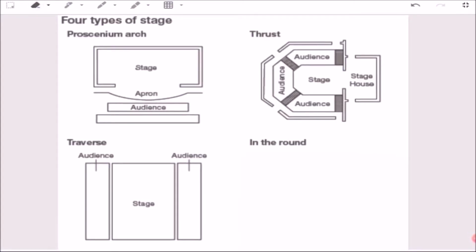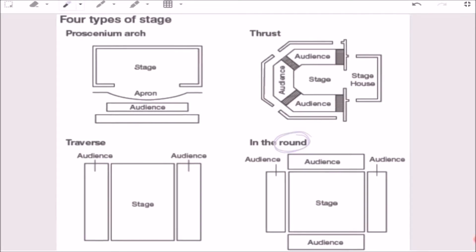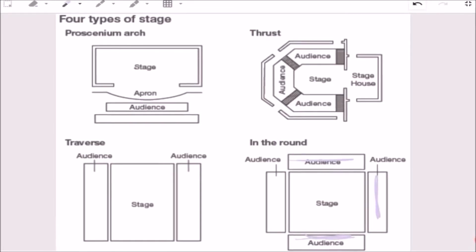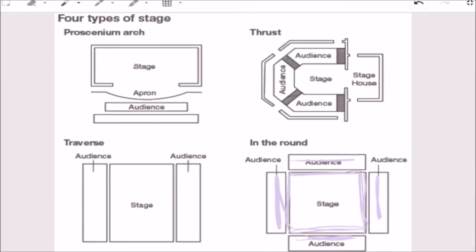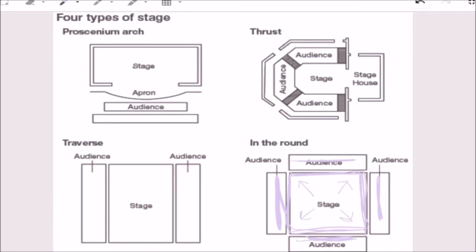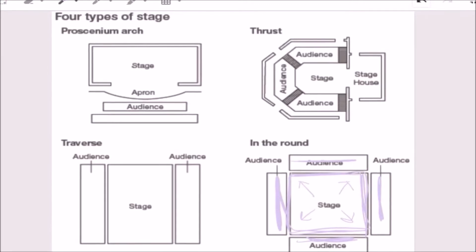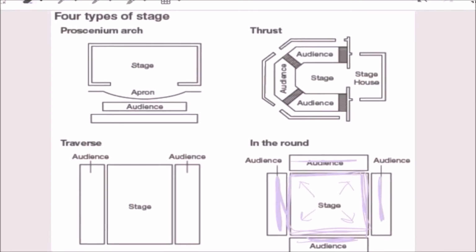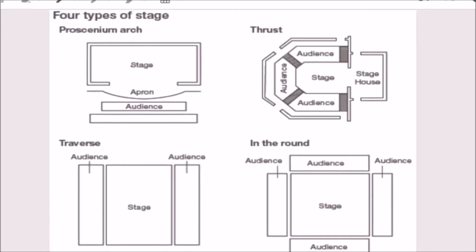The last stage is called in the round. If you couldn't tell by the name, the stage is surrounded by the audience. The actors have absolutely nowhere to hide when on this stage, but they can move anywhere on it. Entrances and exits occur within the audience, so the experience of being an audience member in this theater can be really enjoyable. The Rock Forum in Anaheim is a theater with an in-the-round stage. And that's it! Those are the 4 types of stages most commonly seen in theaters.